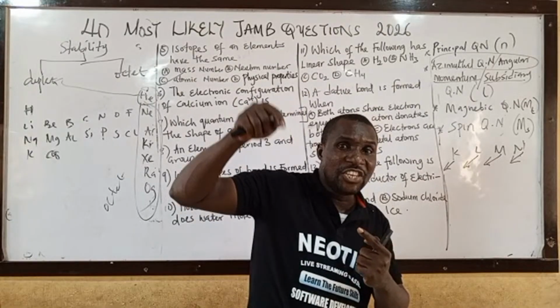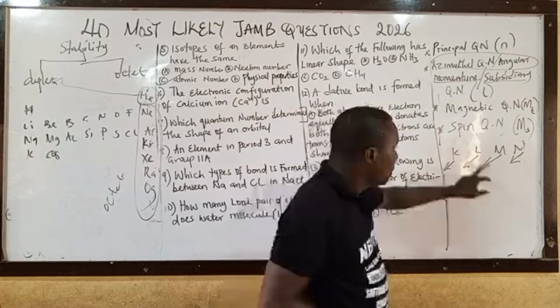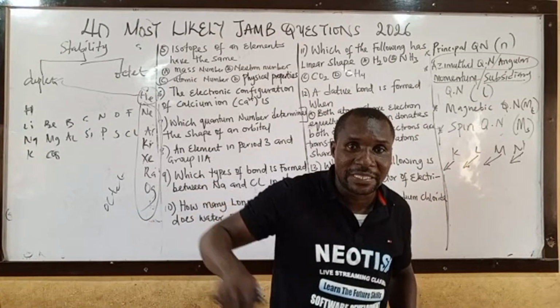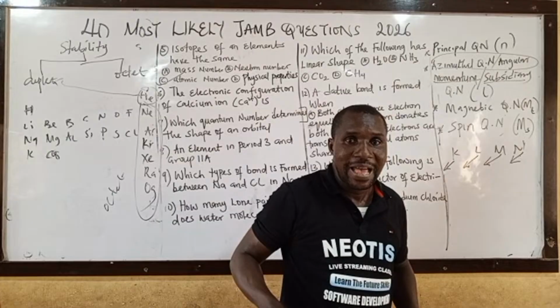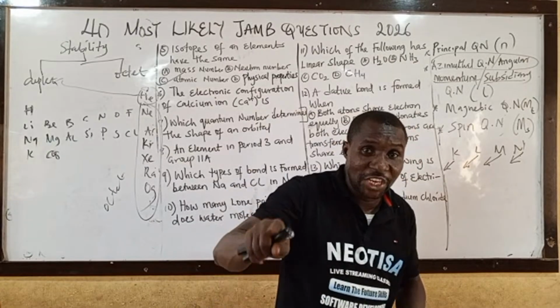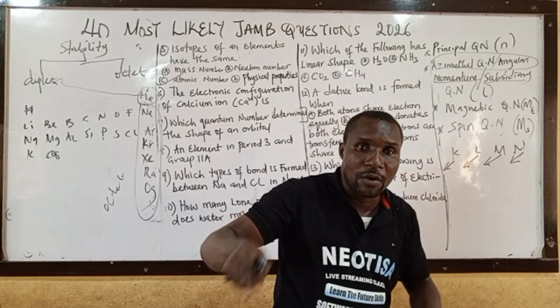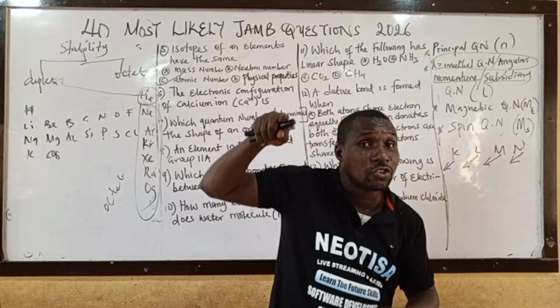Shell. It divides. Quickly write it down. Azimuth quantum number determines the shape of an orbital and divides the shell into orbitals.